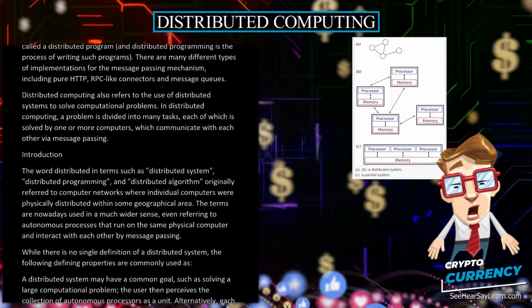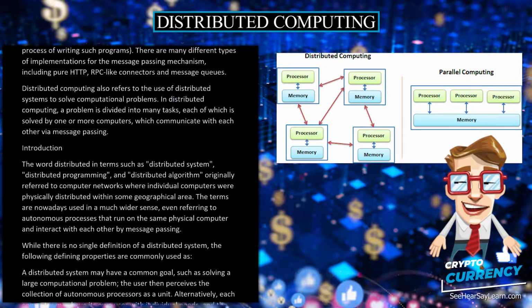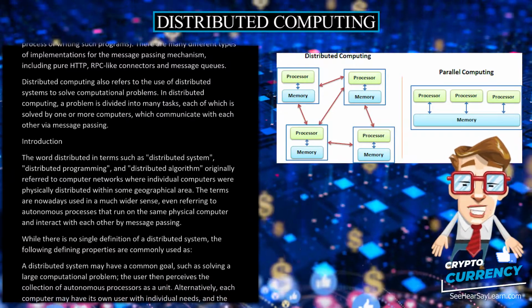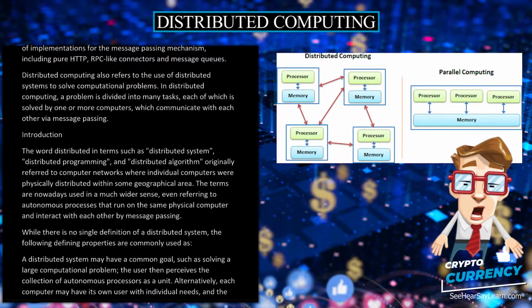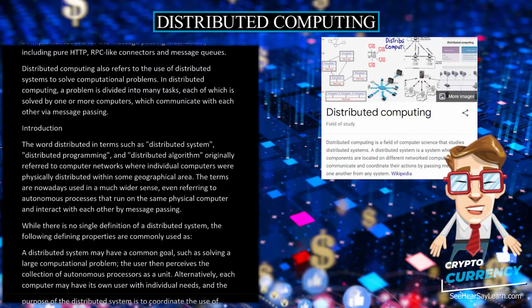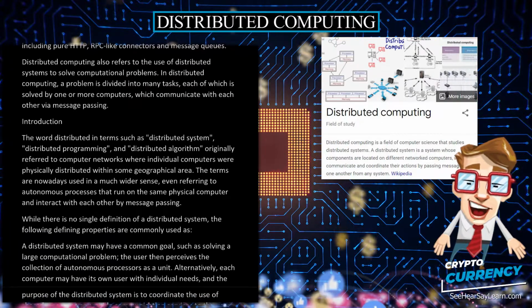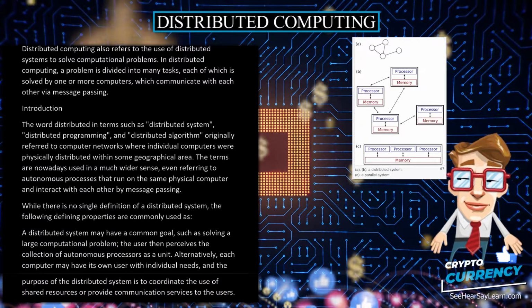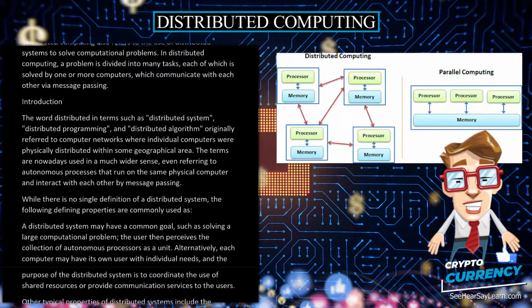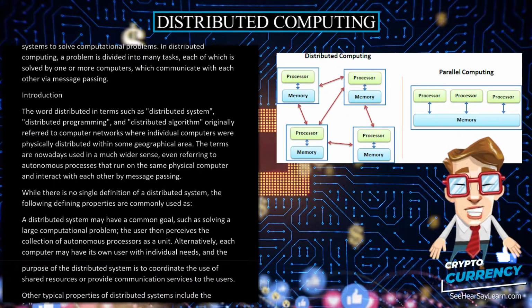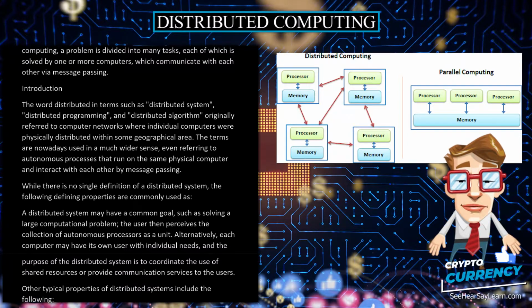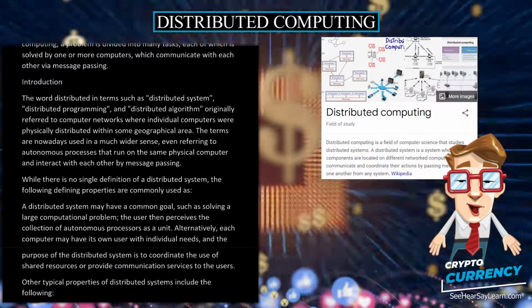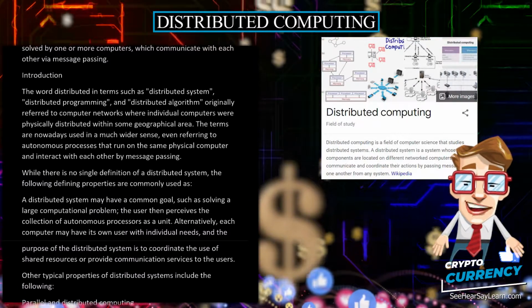Introduction. The word distributed in terms such as distributed system, distributed programming, and distributed algorithm originally referred to computer networks where individual computers were physically distributed within some geographical area. The terms are nowadays used in a much wider sense, even referring to autonomous processes that run on the same physical computer and interact with each other by message passing.